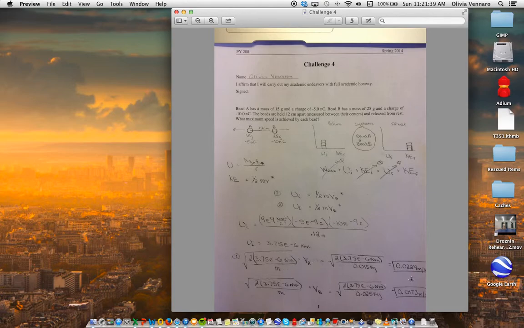So for bead A, it's going to be 0.0224 meters per second, and for bead B, it's going to be 0.0173. And these values make sense because the beads are heavy and their accelerations away from each other are going to be smaller. Also, the velocity of bead A is going to be larger than the velocity of bead B because A has a smaller charge.